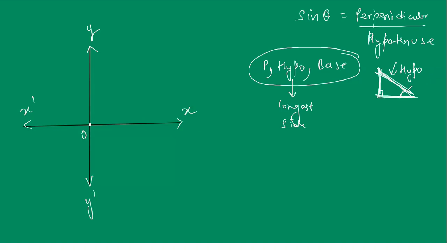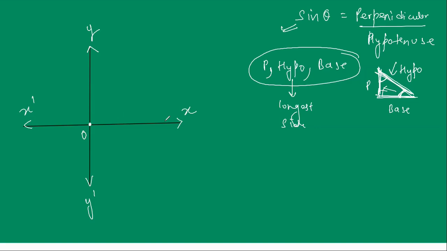Perpendicular and base are adjusted according to the angle. If I am taking this angle, then the front side of this will be the perpendicular and the other one is the base. If I'm talking about this other angle, the front side of it will be the perpendicular and the leftover will be the base. So perpendicular and base can be interchanged depending upon which angle we are taking. Right now, we are talking about the sine function, so let's talk about the quadrants.